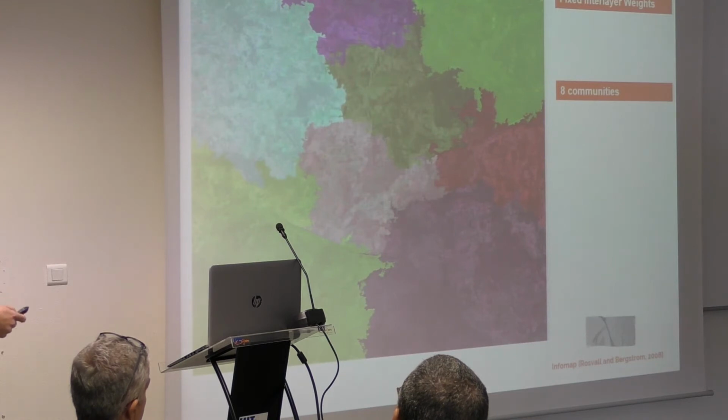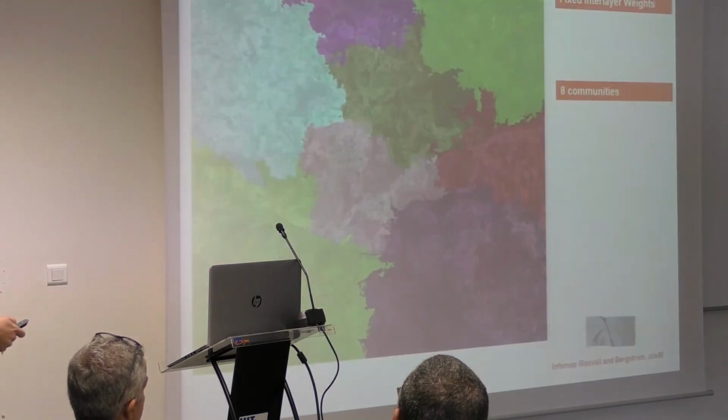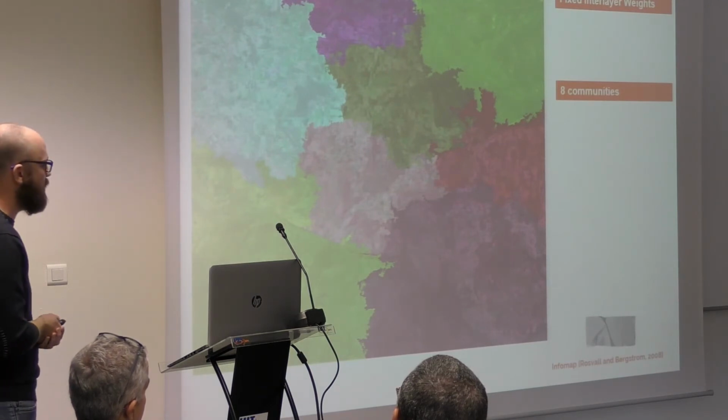We have the cropland in the middle, the yellow area is the cropland. The community is well placed, either on the cropland or on the natural area, so we can say that this is a good result for an unsupervised algorithm.